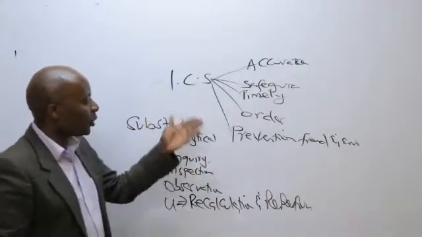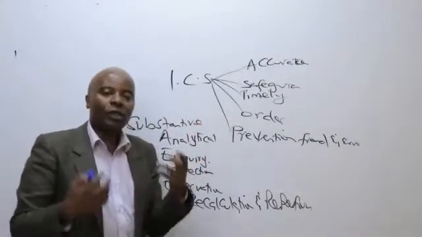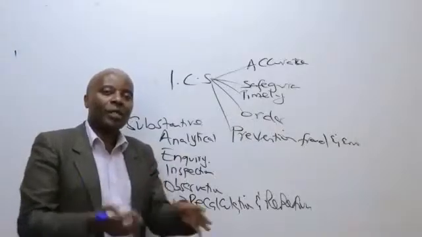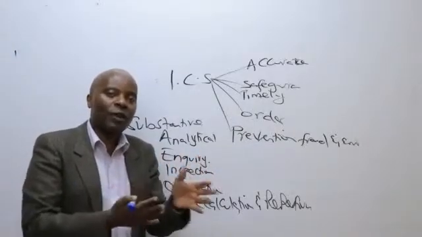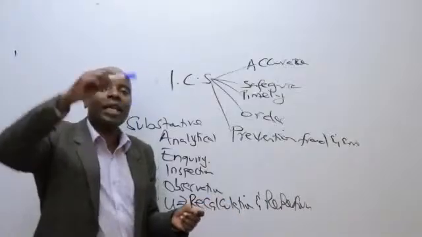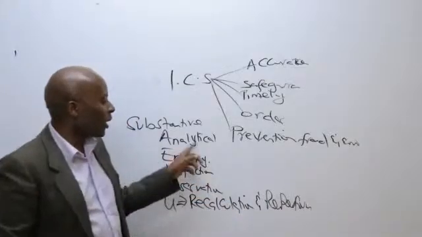Once I realize that your internal control systems are weak, what I will do is a lot of work. I'll ask you to give me your 5 years financial statements, and then I'll analyze, I'll calculate ratios. That's what we call analytical procedures.